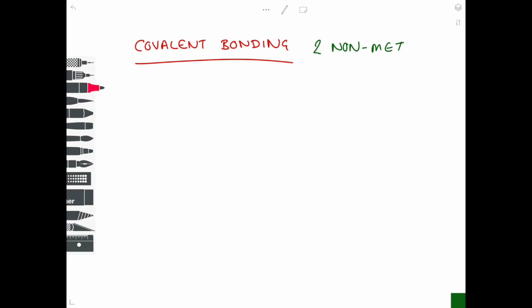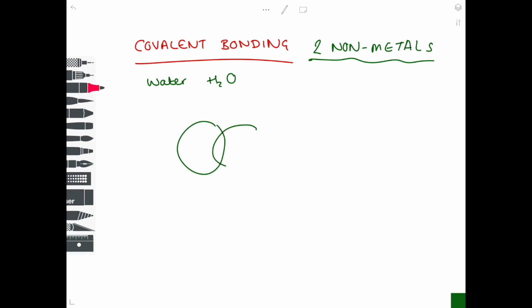Looking at covalent bonding now, we can see we're looking at 2 non-metals. So don't be tempted to draw an ionic bonding diagram. We're going to take a nice straightforward example to begin with, which is water, H2O. So we're going to have a central oxygen atom, 2 hydrogen atoms coming off the side, label the atoms, and then have a look in the periodic table and see how many electrons they have in their outer shell. And remember, that's given by their group number.